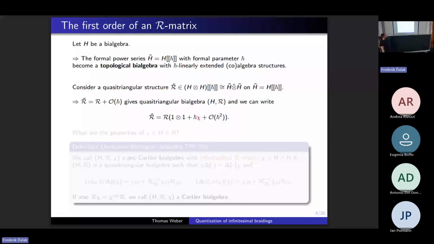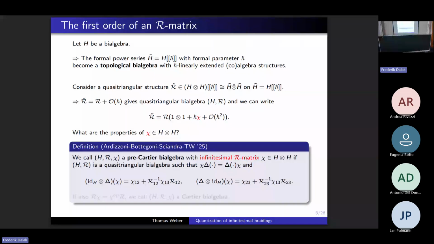In particular, R is an invertible element, so you can factor this out, and you can write your R tilde in this way here, which then gives you something in first order, whatever this is, and you call it chi. And so what we did, we were interested in what is this chi, what kind of axioms does it satisfy. What are the properties of this chi? And this governed this definition here that in principle now is independent of any formal power series, but is of course motivated from this formal power series picture.